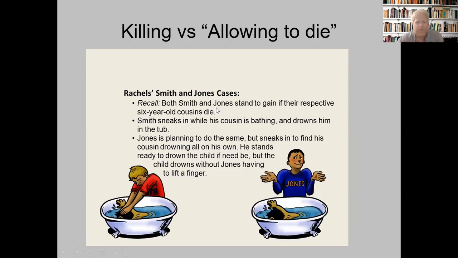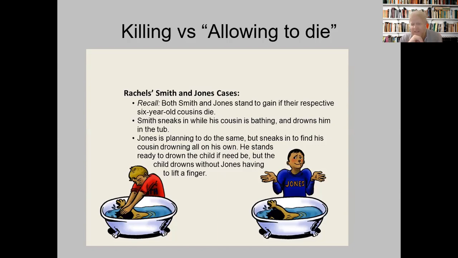So both Smith and Jones stand to gain if their 6-year-old cousin dies. If that cousin dies, they inherit a fortune. So Smith sneaks in while his cousin is bathing and drowns him in the tub. Awful guy. He should be punished to the severest extent of the law. But here's the rub. Jones is planning to do the same, but sneaks in to find his cousin drowning all on his own. He stands ready to drown the child if need be. The child drowns without Jones having to lift a finger.